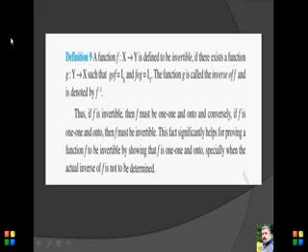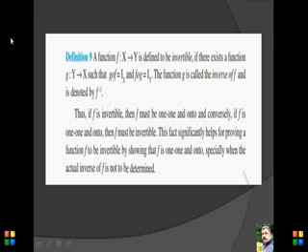A function f from X to Y is defined to be invertible. For this purpose, what is the definition? A function f from X to Y is defined to be invertible if there exists a function g from Y to X such that g of f is equal to I_X and f of g is equal to I_Y. The function g is called the inverse of f and denoted by f inverse.